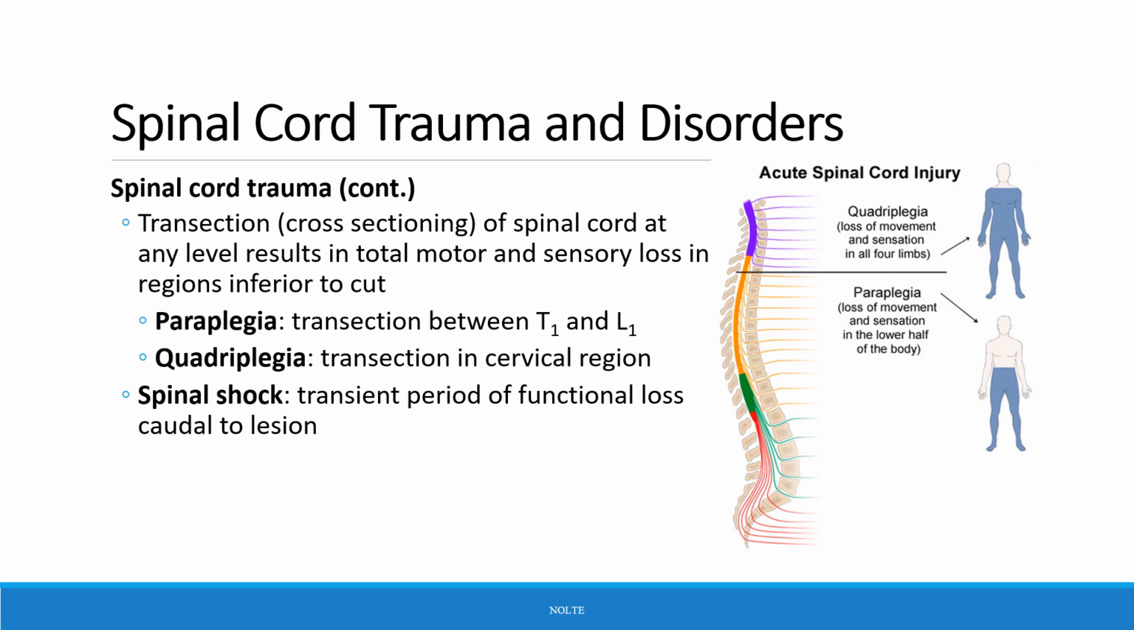So a couple of terminologies here. So that transection or that cross-section in the spinal cord at any level results in total motor and sensory loss inferior. So paraplegia. Paraplegia would be between levels T1 and L1. Quadriplegia would be a transection in the cervical region. Spinal shock is a transient period of functional loss causal to the lesion, and they might recover.